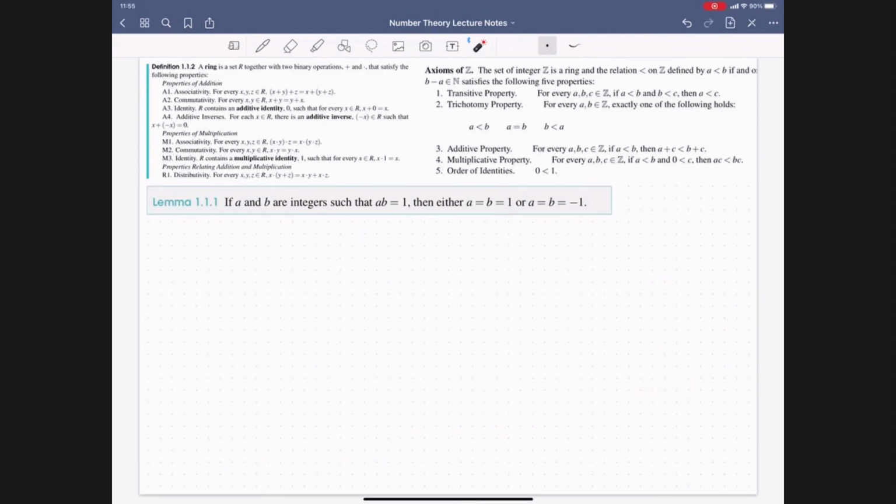So next, let's take an example and prove the following lemma. I recommend pausing the video and working this out on your own, proving this using only the axioms of the integers. If A and B are integers such that A times B is equal to 1, then either A equals B equals 1 or A equals B equals negative 1. So pause the video, give this a try, and then I'll work through it.